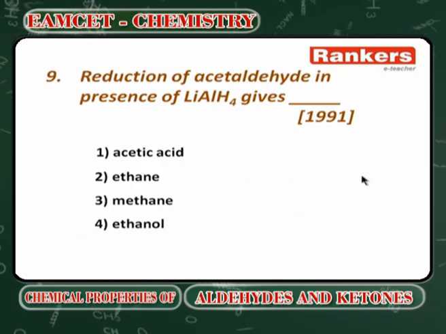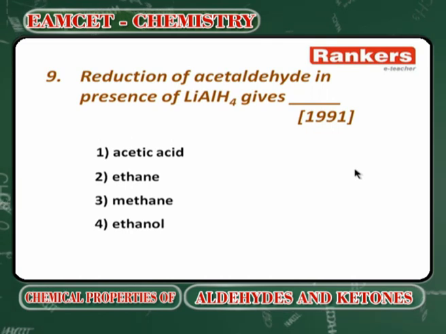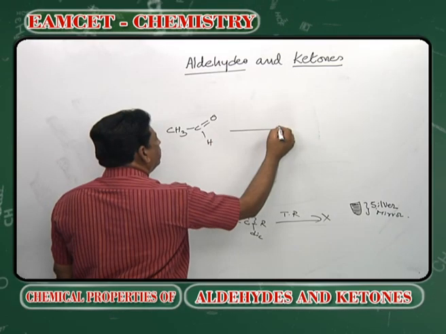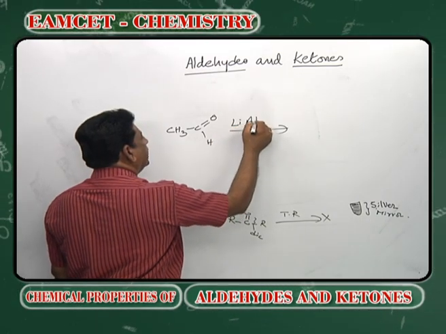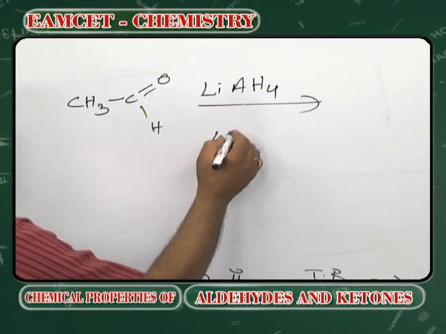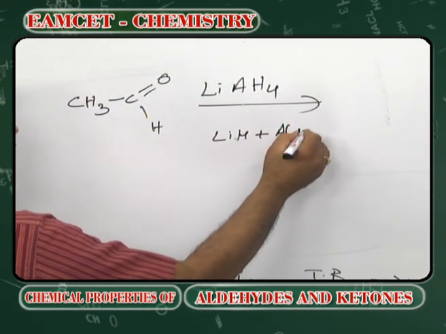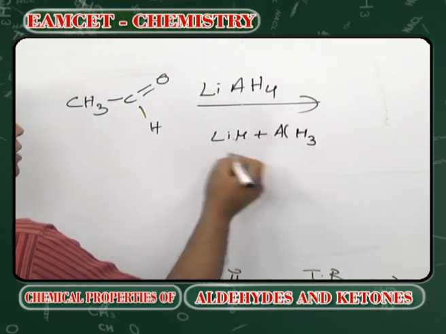Next, reduction of acetaldehyde in the presence of lithium aluminum hydride. Acetaldehyde undergoes reduction with lithium aluminum hydride. A small mechanism may be shown here. Acetaldehyde will contain CH3, C double bond O, H. Lithium aluminum hydride may be taken as a combination of lithium hydride plus aluminum hydride, metal hydrides, both are metal.